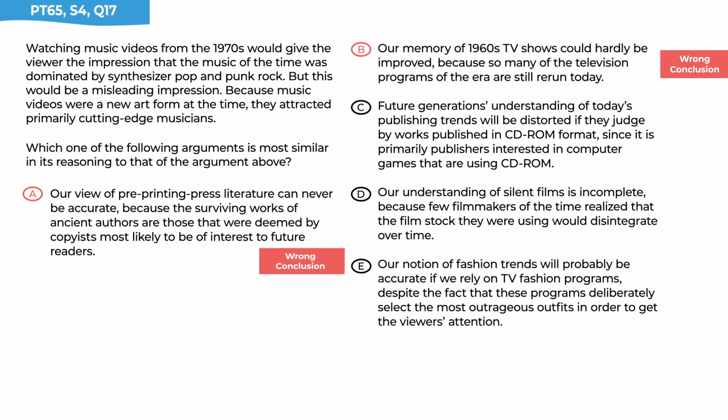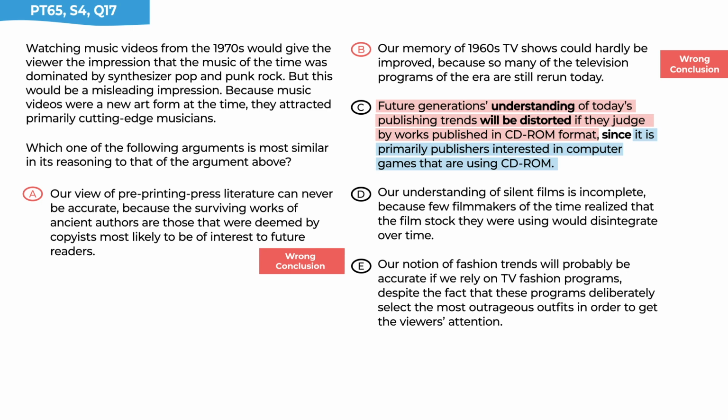When we look at C, the word since is showing us that the second claim is a premise. So the first one was our conclusion. The conclusion is saying that our understanding will be distorted. That's pretty close to we would have a misleading impression. A distorted understanding, a misleading impression. I'm liking that. Is there a warning here about an atypical sample?